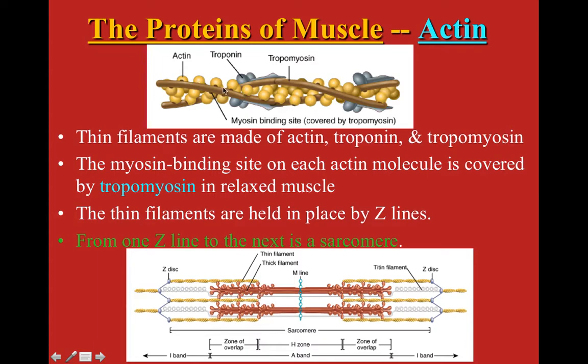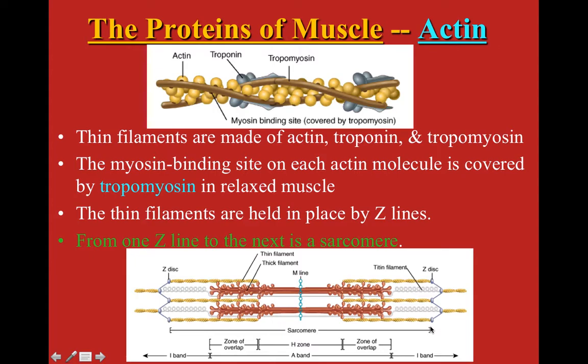The actin are these little yellow balls in this particular illustration. The troponin is this molecule right here, and the tropomyosin is kind of what's stringing all of them together. The myosin binding site on each actin molecule is covered by tropomyosin in the relaxed muscle. And the thin filaments are held in place by Z lines. So these Z discs and Z lines hold everything together.